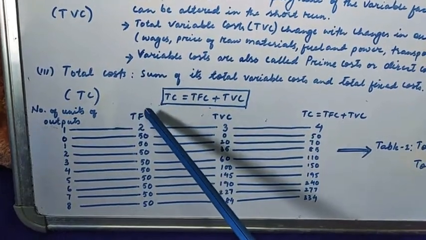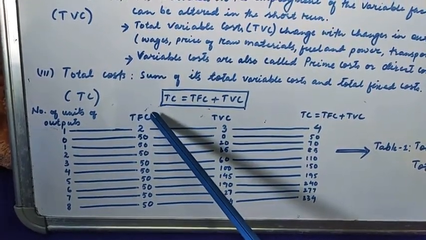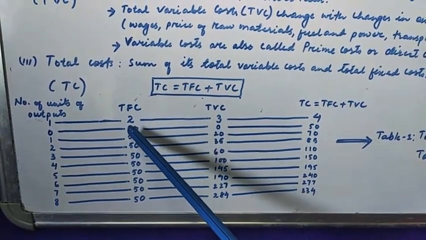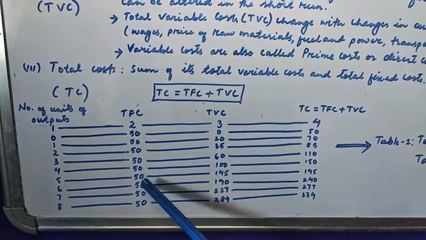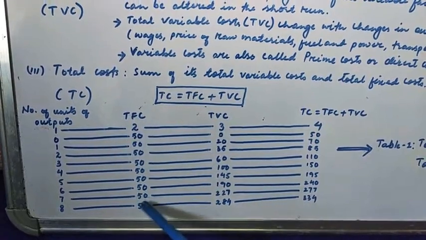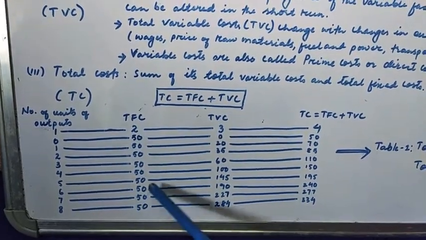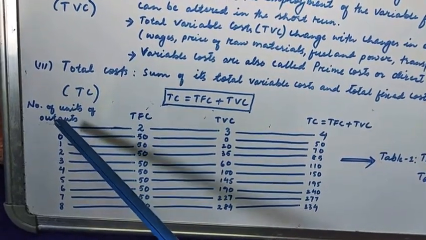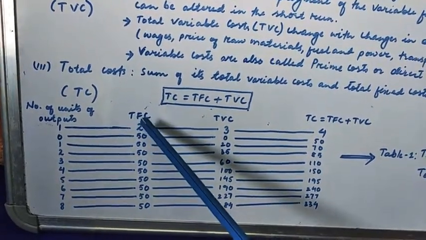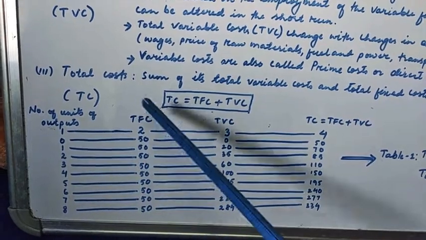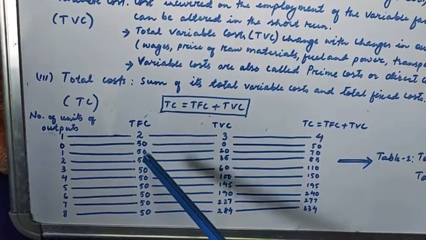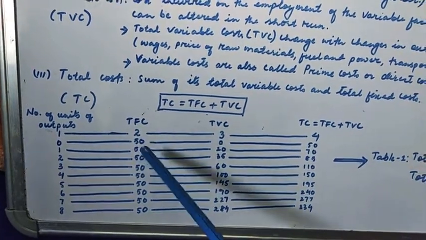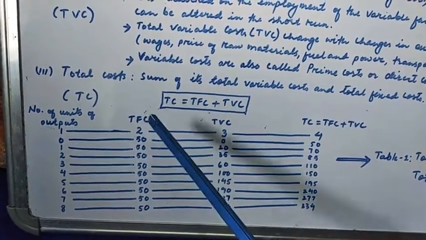And total fixed cost is given here. You will notice that total fixed cost is 50 throughout the number of units of output that is produced. So it is fixed at 50. Regardless of the increase in output, the total fixed cost is remaining constant, because as we have said, it is independent of the level of output. So it is remaining constant.